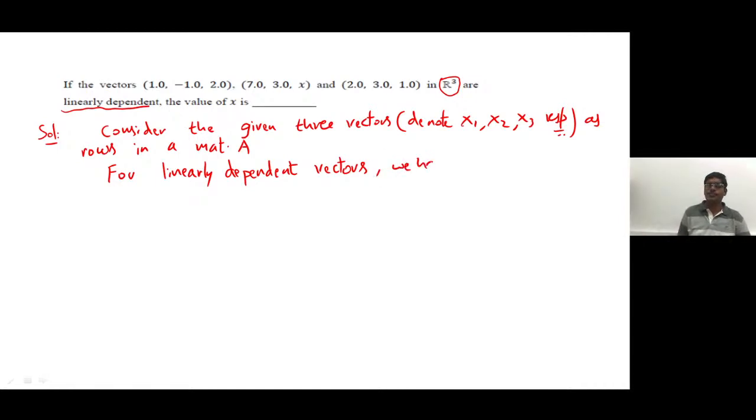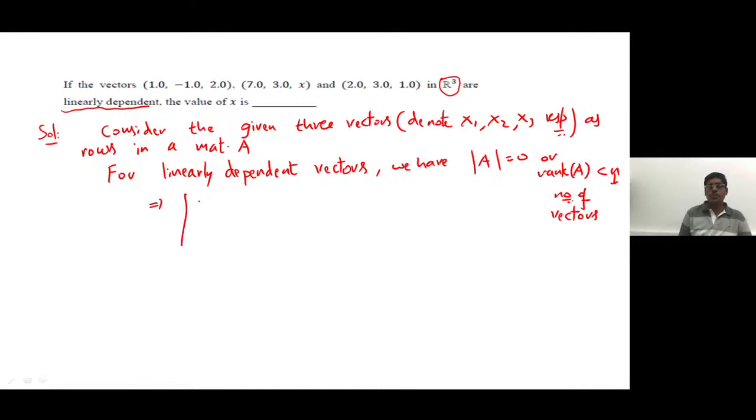we have determinant A is equal to 0 or rank of the matrix A less than n. What is this n? Number of vectors. This is the short method procedure. Number of vectors, 3 vectors given. So I can go for the determinant method.